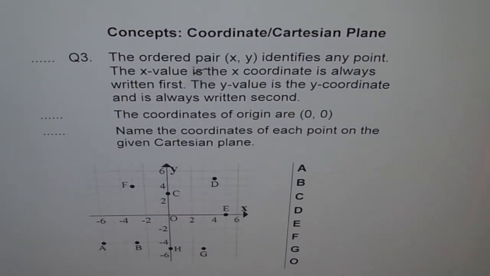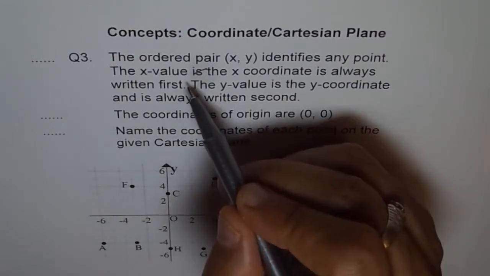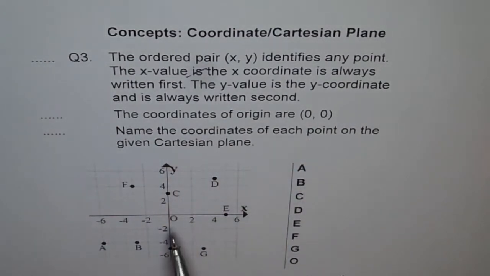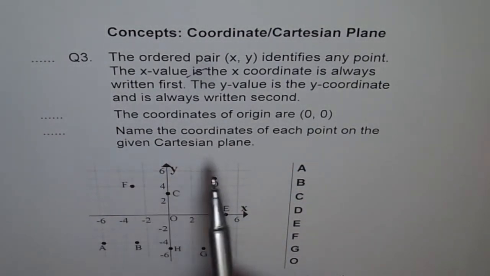The y value is the y coordinate and is always written second. The coordinates of the origin are (0, 0). Name the coordinates of each point on the given Cartesian plane.